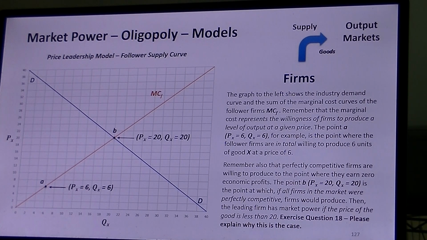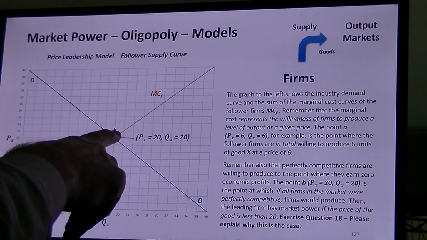How can the firm have market power if they reduce their price? They have more market power. Well, that's what makes this model very interesting, because here the leading firm has more market power if the price of the good is less than 20. So I'll explain why, and it's important to understand why.